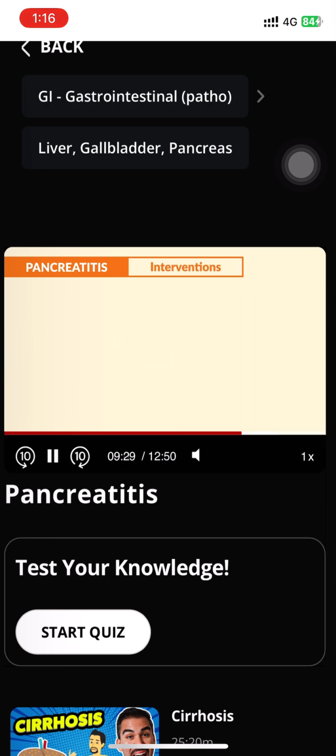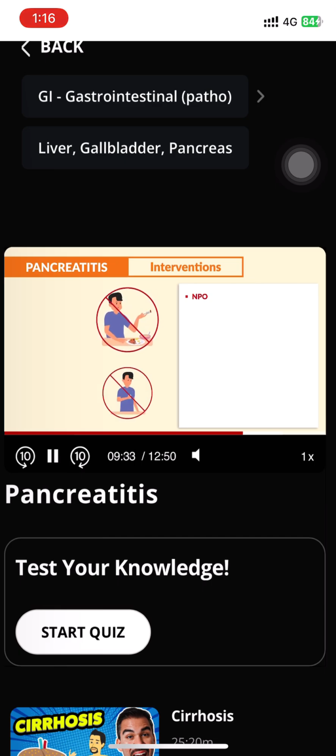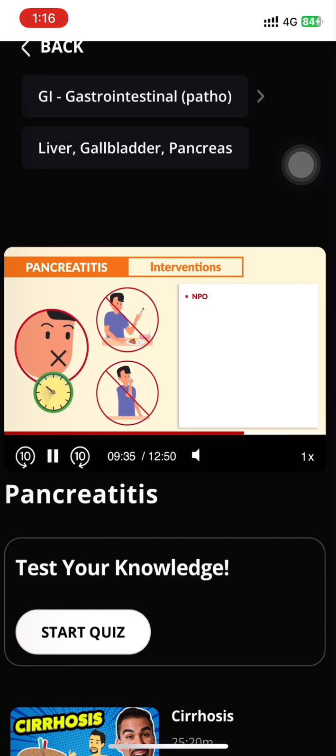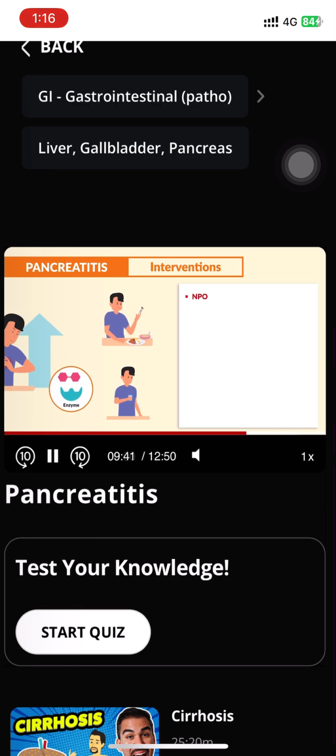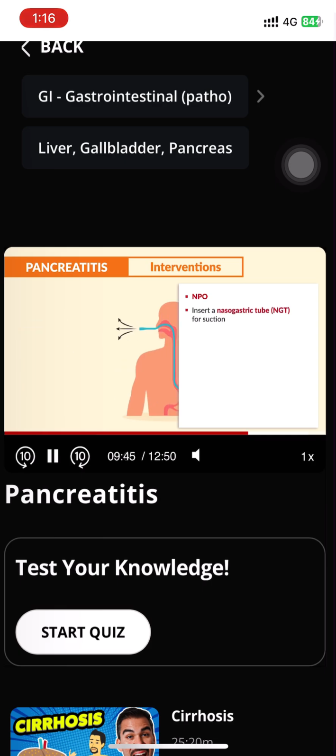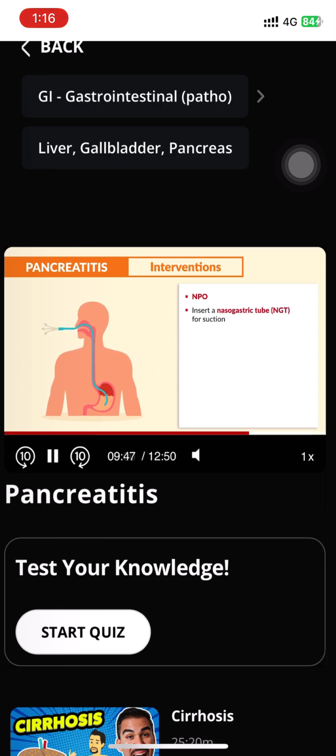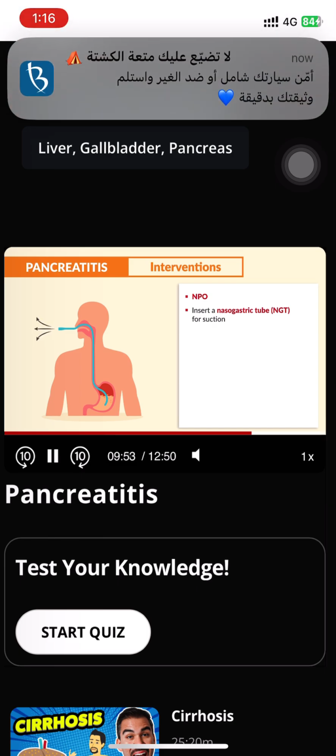Now, in terms of interventions, we always put the patient on NPO. No eating, no drinking, nothing per oral for at least 24 hours, since eating and drinking stimulates more enzymes, which leads to more pain and more inflammation. Number two is we insert a nasogastric tube for suctioning, so an NG tube. This decreases the gastric, or basically the stomach, contents to cause gastric decompression.